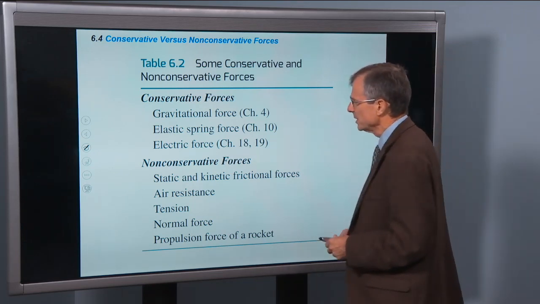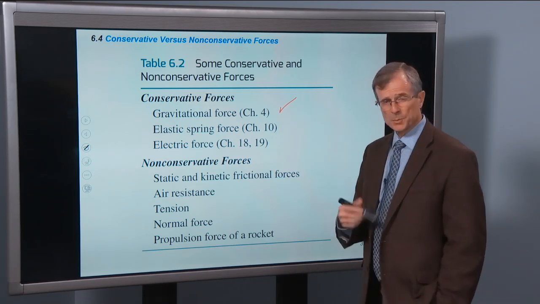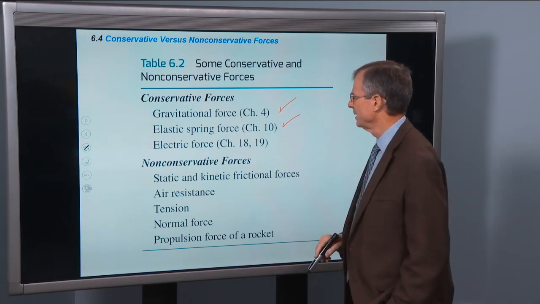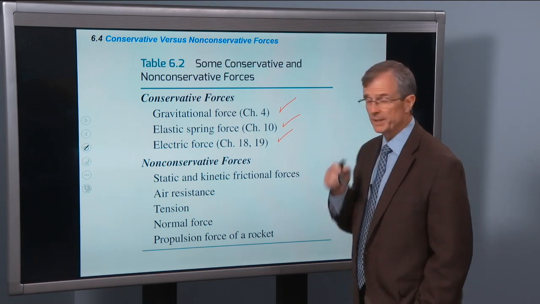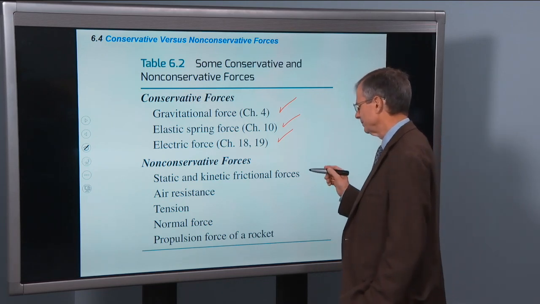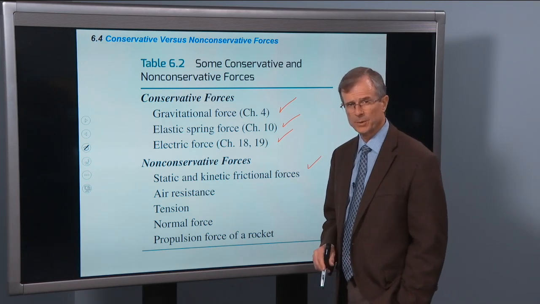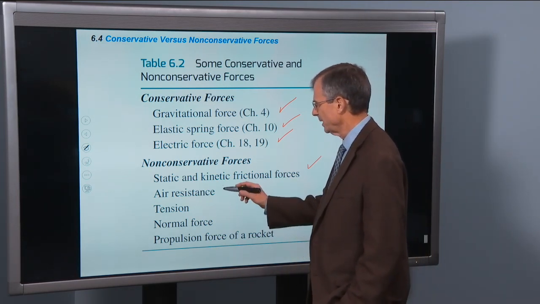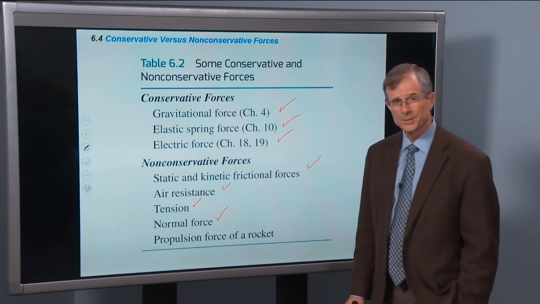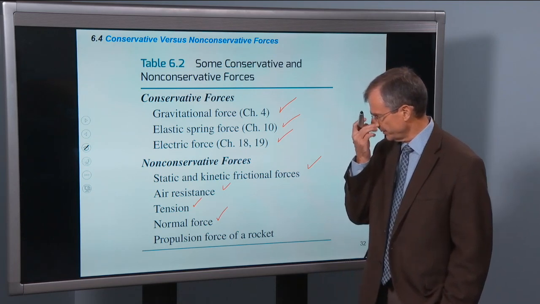All right, which forces are conservative? Gravity, talked about that. Elastic spring force, the force of a spring on an object, is approximately conservative. We'll talk about that in Chapter 10. The electric force is also conservative. We'll talk about that next semester. Non-conservative forces. Kinetic friction, we already talked about that one. Static friction is another non-conservative force. Air resistance is non-conservative. Tension is non-conservative. Normal force is non-conservative. And the propulsion force of a rocket, non-conservative.